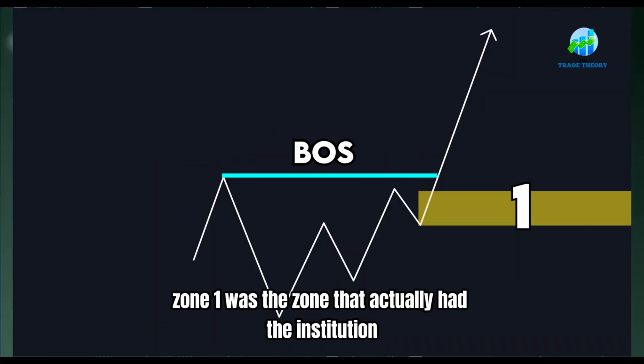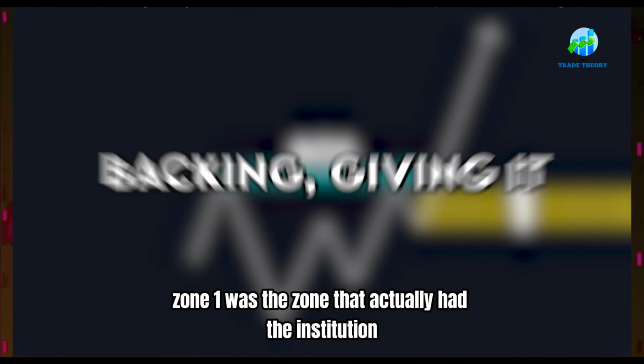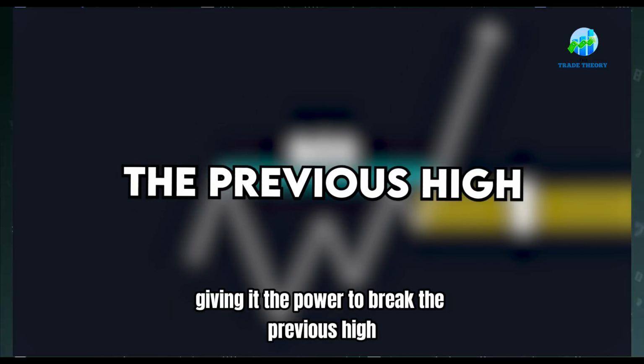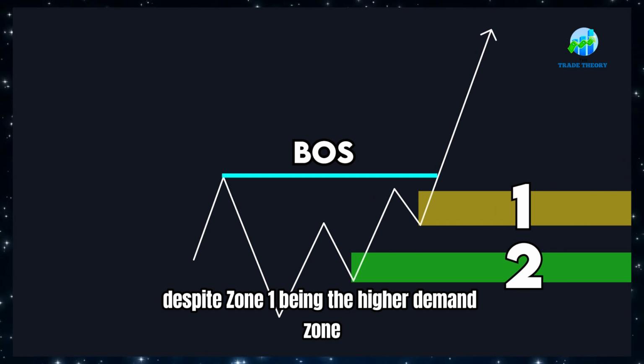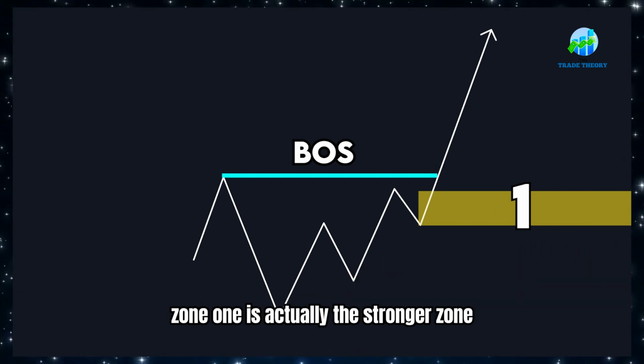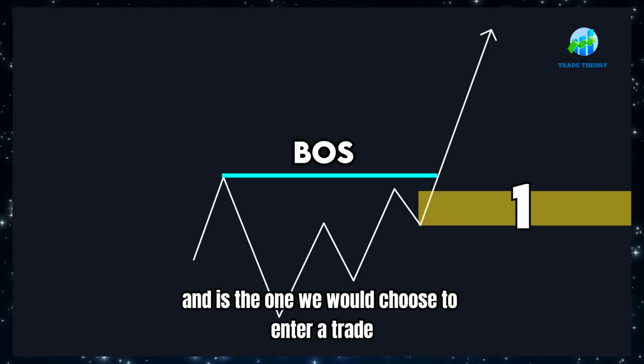While zone 1 was the zone that actually had the institutional backing, giving it the power to break the previous high. So in this example, despite zone 2 being the higher demand zone, zone 1 is actually the stronger zone and is the one we would choose to enter our trade.